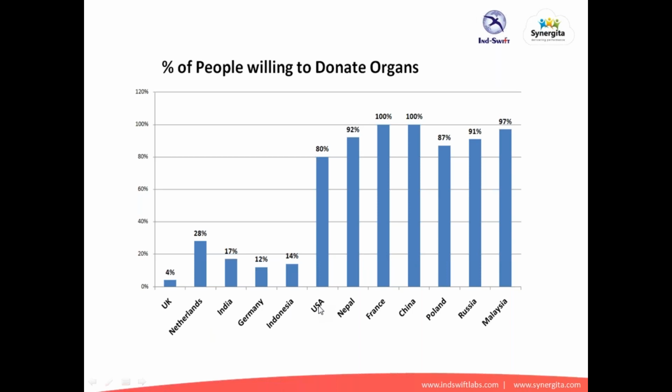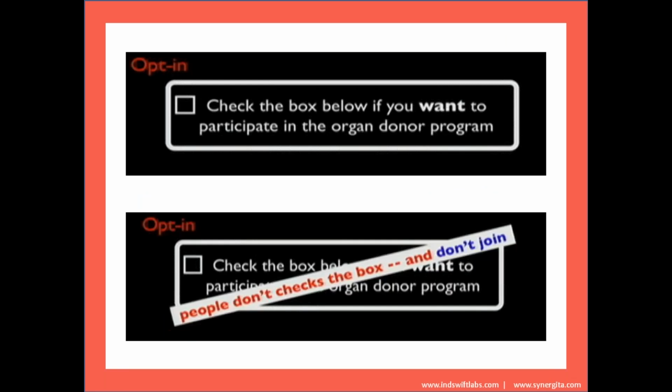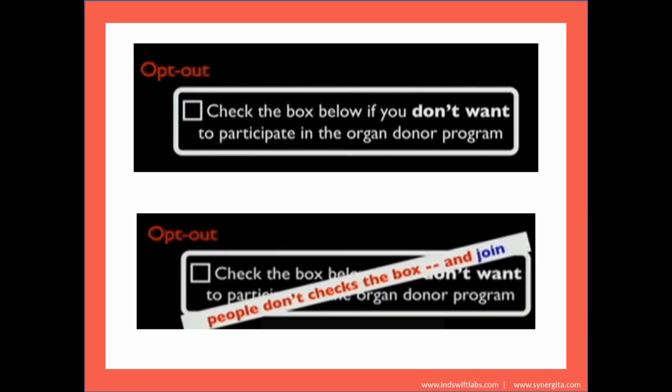So what was different? Culturally, these countries are very different from one another, but their responses were the same. So what was different? I'll tell you what was different. To the first set of population, they asked this question: check the box below if you want to participate in the organ donor program. Majority of people didn't check it, so they didn't participate in the organ donor program. To another set of population, they asked to check the box if you don't want to participate in the organ donor program. They again didn't check it, so they automatically became part of the organ donor program.